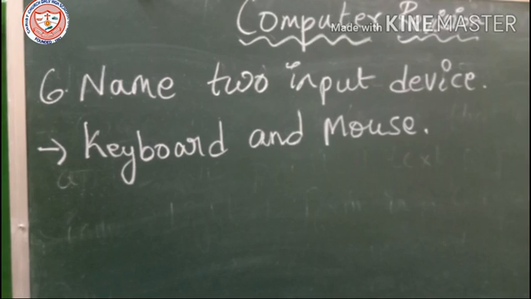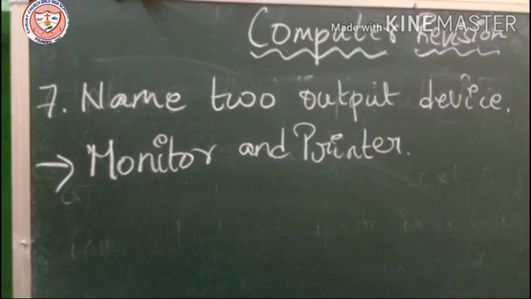Number 6. Name two input devices. When name is asked, you are just going to write only the names. You're not going to write the full sentence that this and this are the names of the input devices. So, two input devices: keyboard and mouse. Number 7. Name two output devices: monitor and printer.